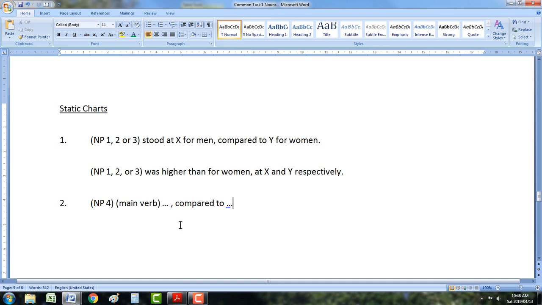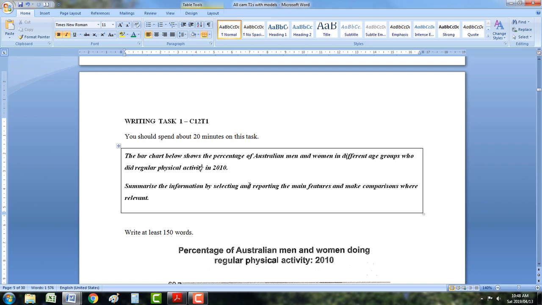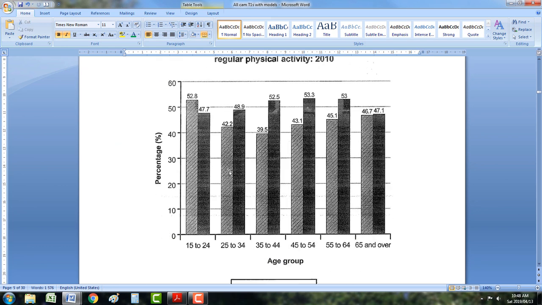So let's do our task 1 for the day. This one, very difficult because of who did regular physical activity. This verb throws people out a lot. So let's take a quick look. How many numbers? 1, 2, 3, 4, 5, 6, 7, 8, 9, 10, 11, 12. As the most common amount of data, 12 data points. That means we're going to report all of them. We're going to say all of these numbers.